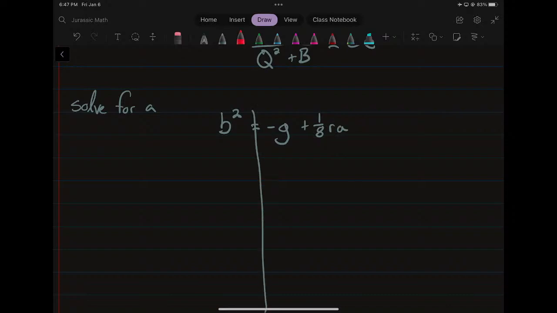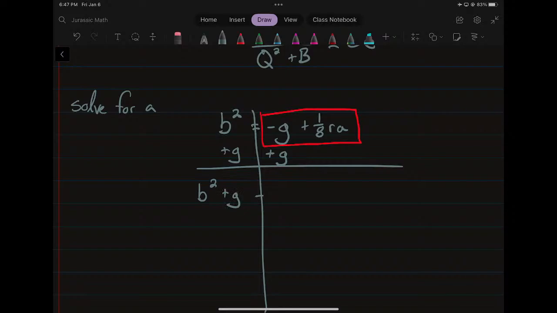So once again, we're trying to get the A by itself. Right now, the furthest thing from the letter A in that house is the letter G. So we're going to get rid of the G by adding. Now, B squared plus G, you can't put those two terms together. So we have B squared plus G equals 1/8 R times A. So if we draw our house again, we want the A to be by itself.